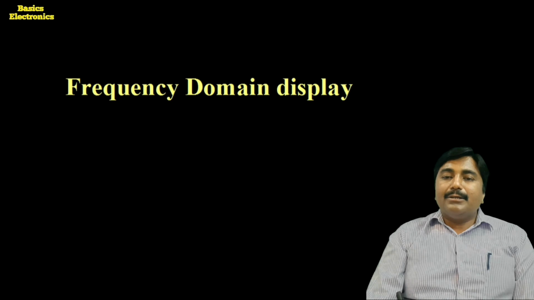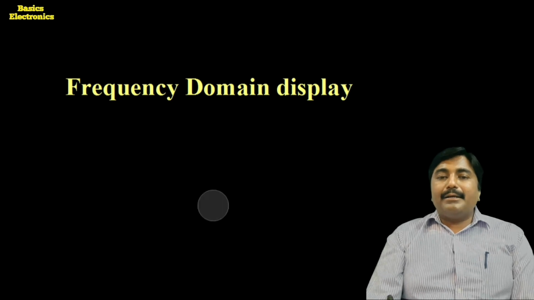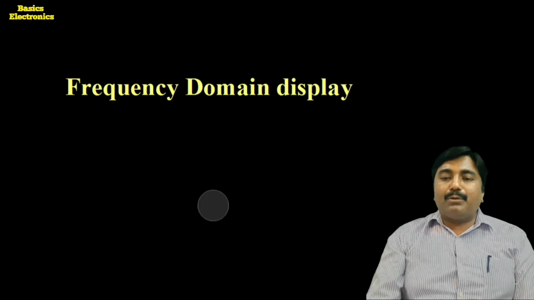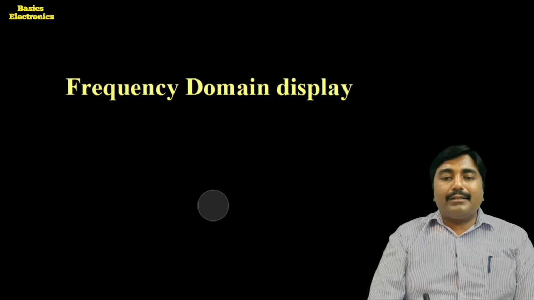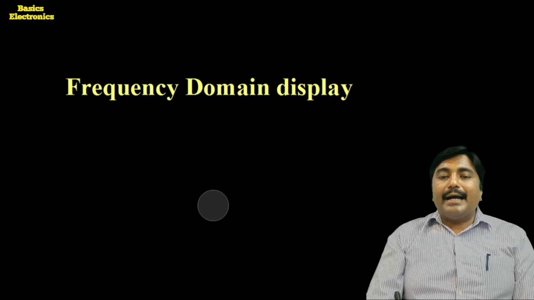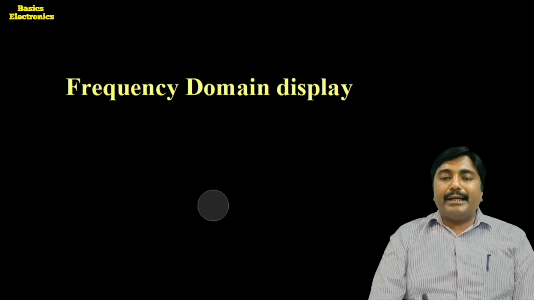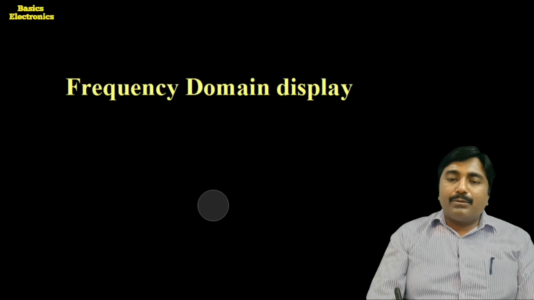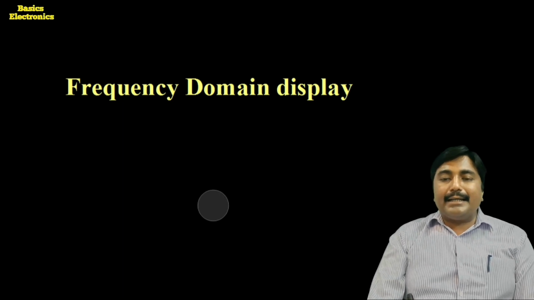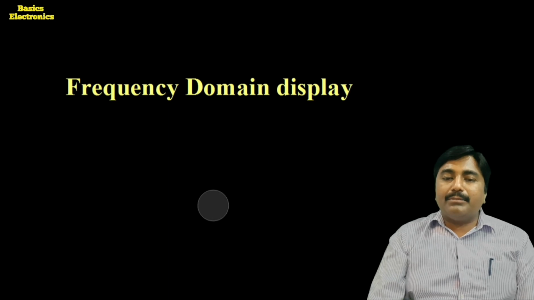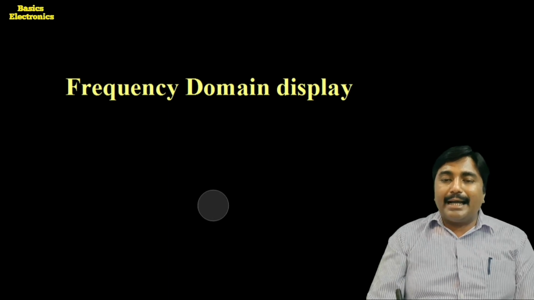The frequency domain display is different. The frequency domain display is plotted with respect to the amplitude, or you can say it is plotted by using the amplitude and the frequency. The amplitude of the signal is used and the frequency of the signal is used, so we call it the frequency domain display.